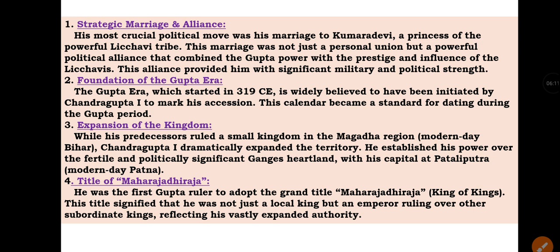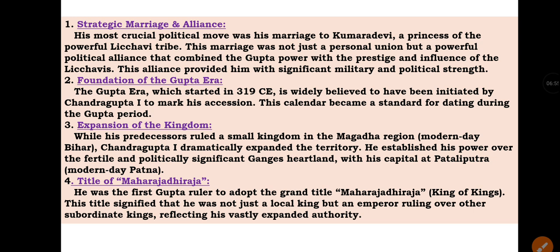Foundation of the Gupta era. The Gupta era, which started in 319 CE, is widely believed to have been initiated by Chandragupta I to mark his accession. This calendar became a standard for dating during the Gupta period. Expansion of the kingdom. While his predecessors ruled a small kingdom in the Magadha region, modern day Bihar, Chandragupta I dramatically expanded the territory. He established his power over the fertile and politically significant Gangetic heartland, with his capital at Pataliputra, modern day Patna.